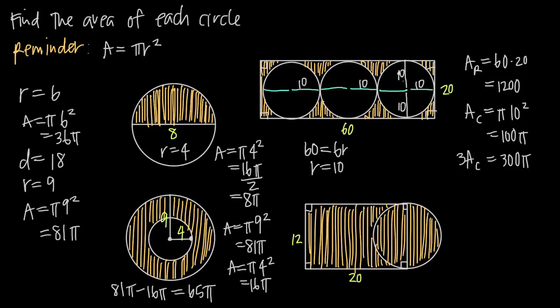Now, since I just want the shaded area that's inside the rectangle but outside the circles, I can say that the area I'm interested in is going to be 1,200 minus 300 pi. And again, if you used 3.14 for pi or 22/7 for pi, you could approximate this in decimal or fraction form, but we'll go ahead and leave it in terms of pi.